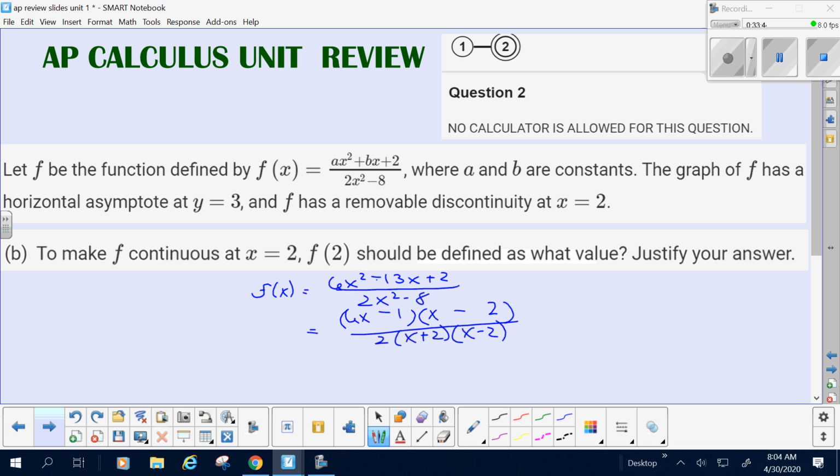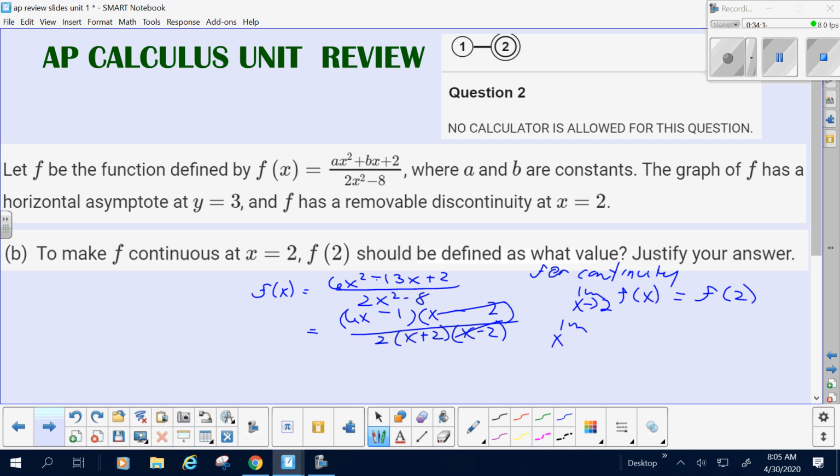And with that staring you in the face, it's pretty easy to see how to fill the hole, all right? We have a hole at 2 because there's a common factor, and we want to fill the hole, but we also want to say it well, all right? To make f continuous at x equal 2, we would say, for continuity, we know that the limit as x approaches 2 needs to equal f at 2.